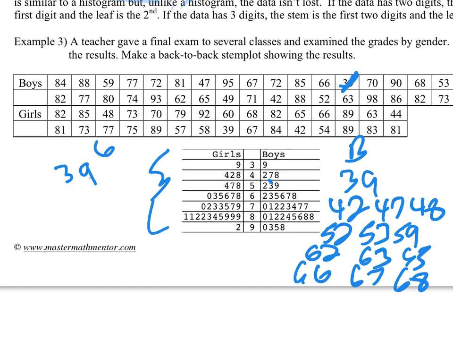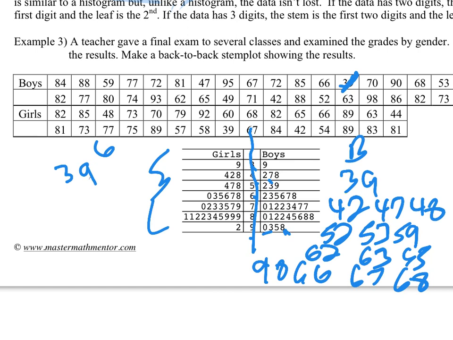If we didn't already have the picture and you were supposed to create it, you'd have to sort the data in order, because you have to have them in order to know where they would go. Then you've got to decide how you're going to count your stems. I'm going to count the tens place to be the stem. So I do a 3, 4, 5, and you find out your min was a 39. My max is a 98. See that 98 on the boys' side? So I would go from 3 to 9, and then I would fill in as best as I can in order. And the girls the same way.